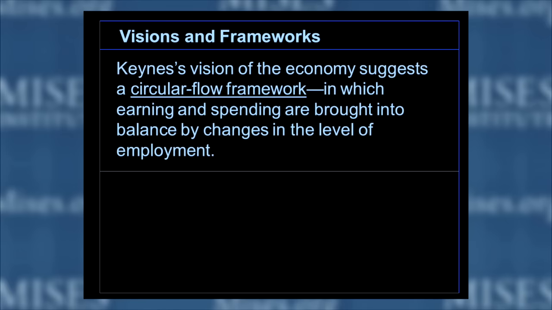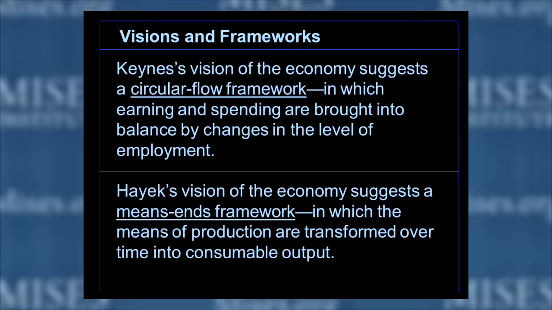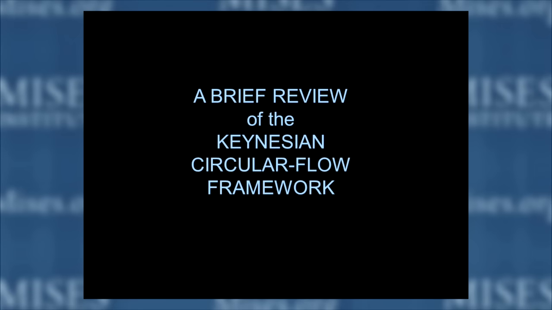characterization of both frameworks. Keynes' vision of the economy suggests a circular flow framework in which earning and spending are brought into balance by changes in the level of employment, not by changes in prices or wages or interest rate, but by changes in the level of employment. Hayek's vision of the economy suggests a means-ends framework, that's what you've seen earlier today, in which the means of production are transformed over time into consumable output. Okay, so that's the stark difference between the two theories.